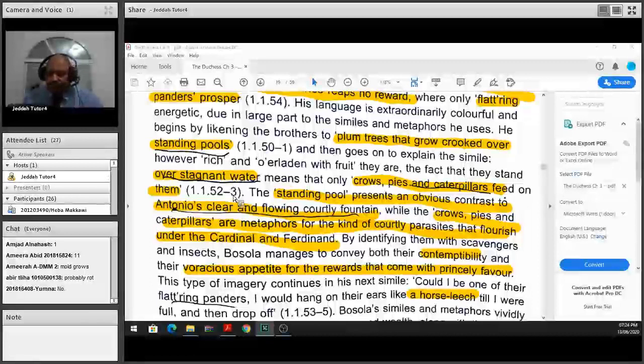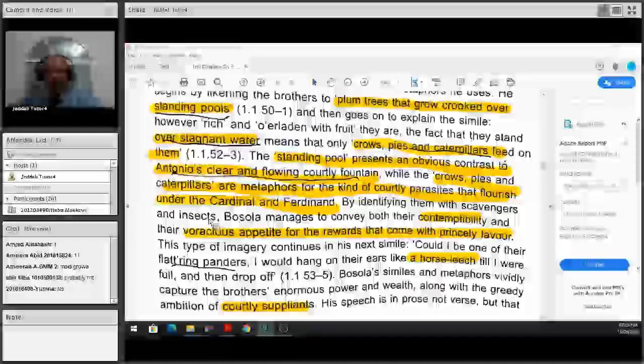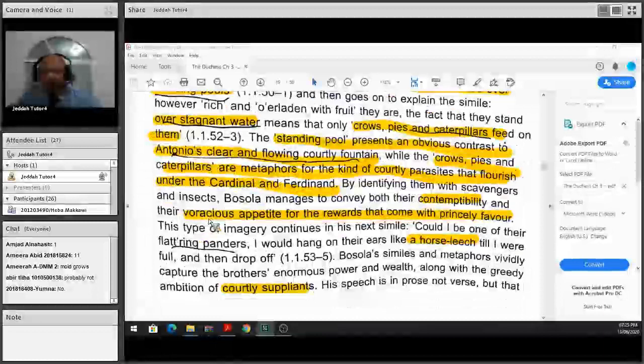Again, you can always compare the standing pool that Bosola is talking about to the common fountain that Antonio was talking about earlier. Here in the case of Bosola, we have a standing pool where only bad creatures feed on, like the parasites in the Malfi royal court. Only courtly parasites are allowed to flourish under the Cardinal and Ferdinand. So as you can see, he's showing his contempt for the corrupt court of Malfi.